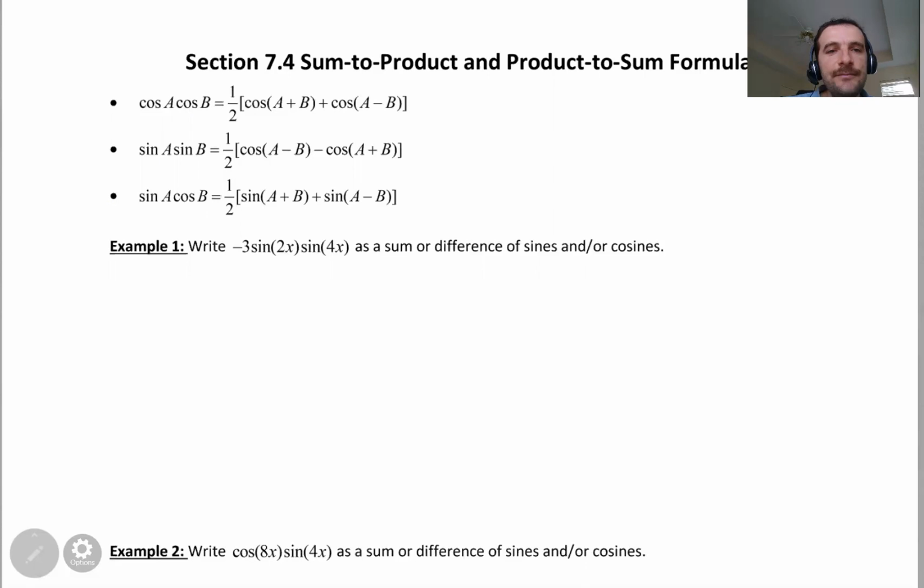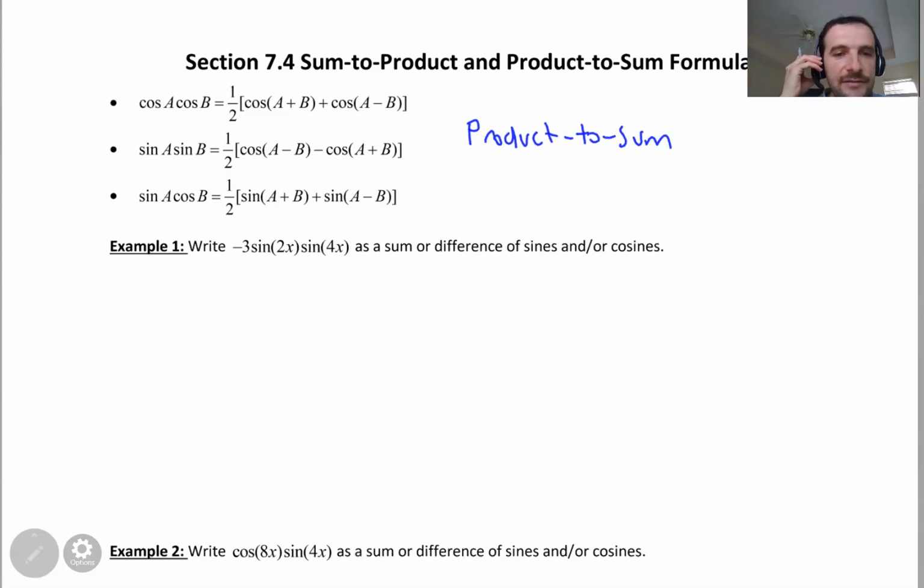Okay. Similarly, sine A times sine B is equal to 1/2 cosine of A minus B minus cosine of A plus B. Sine A cosine B is equal to 1/2 sine of A plus B plus sine of A minus B. Okay, these are the product to sum formulas. Okay, let's look at these examples.